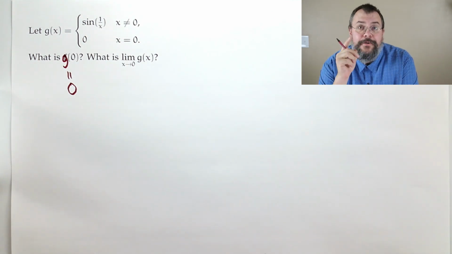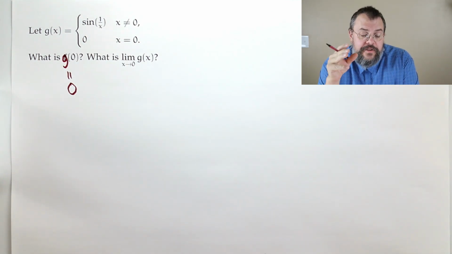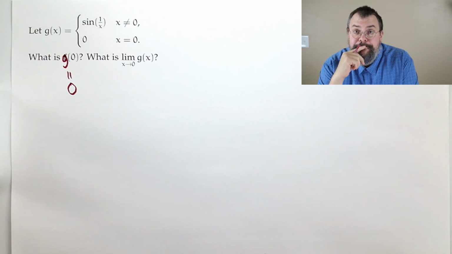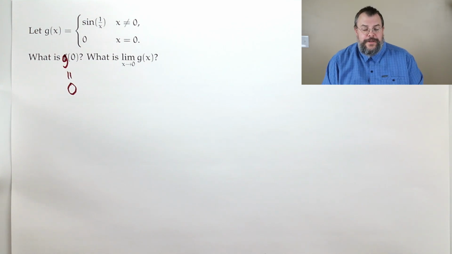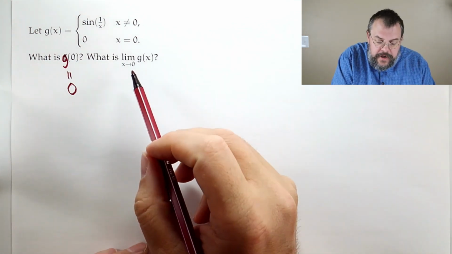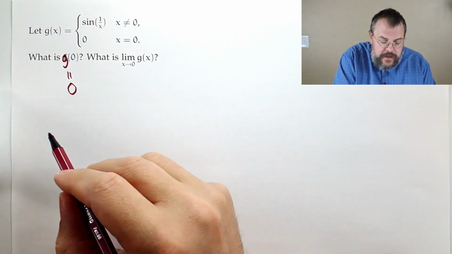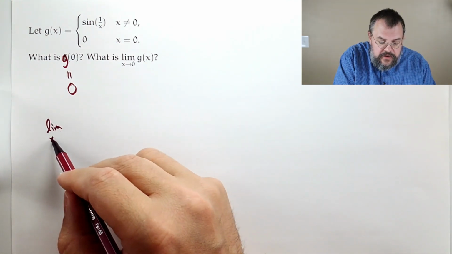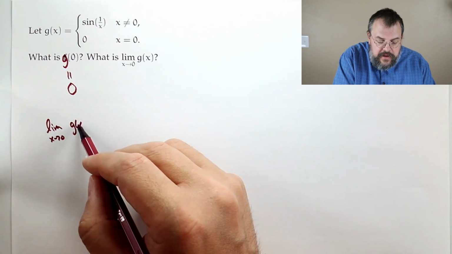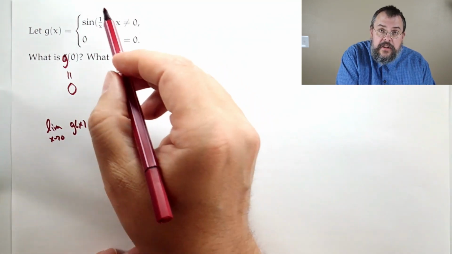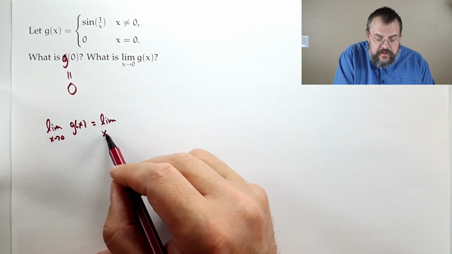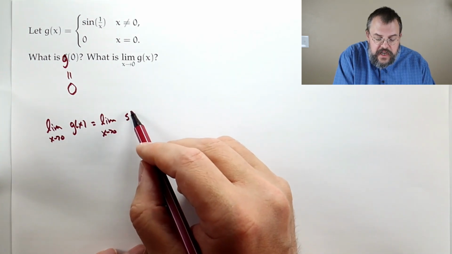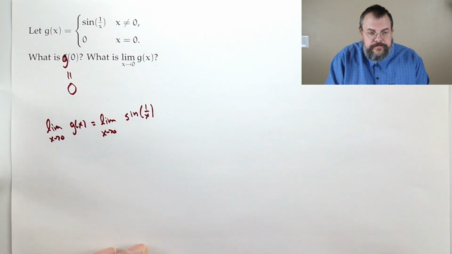Now, the real good question. What is the limit as x goes to 0 of g of x? Okay, now that one, we're going to have to think about. Similar idea. Really, when we take a limit as x goes to 0 of g of x, because I know x is not 0, I'm really into this part of the function. So that's the limit as x goes to 0 of sine of 1 over x.